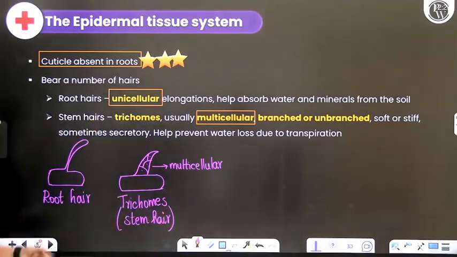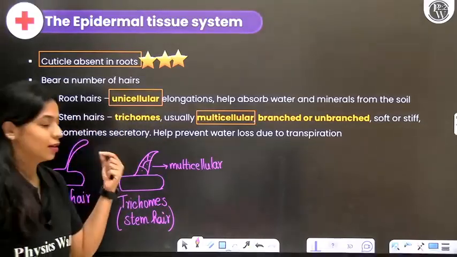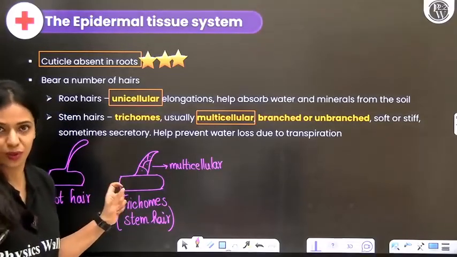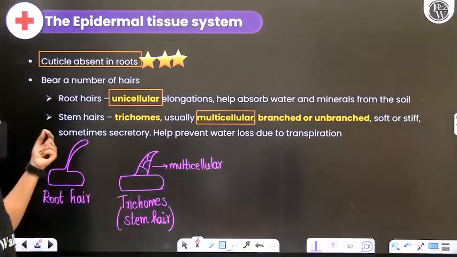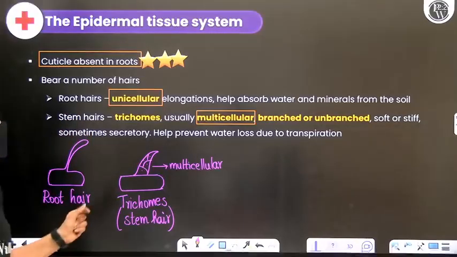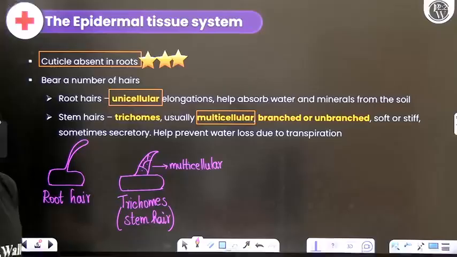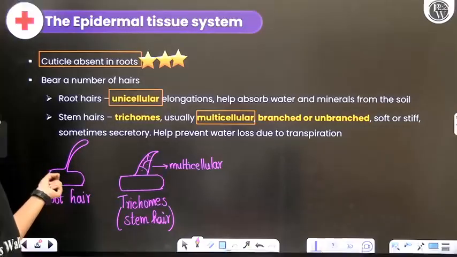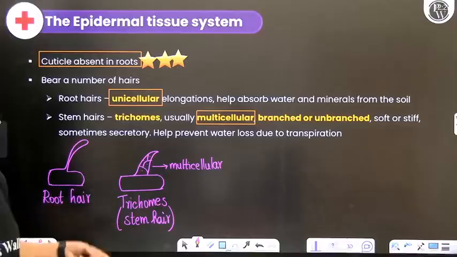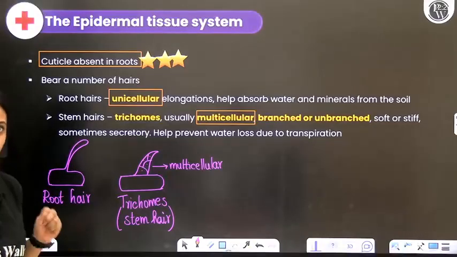The difference between root hair and stem hair, function is different, number of cells present in it is also different. In roots, one cell, from the cell itself as an extension it will arise. In stem, it's a multicellular structure. In root, what is the function of root hair? It increases the surface area available for absorption of water and minerals. It enhances the rate of absorption basically.